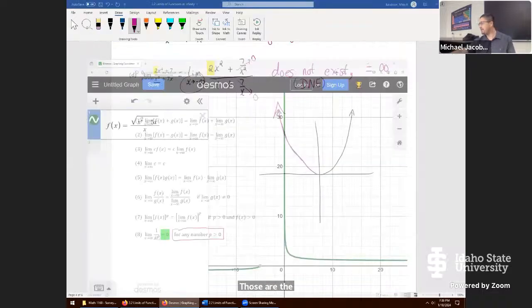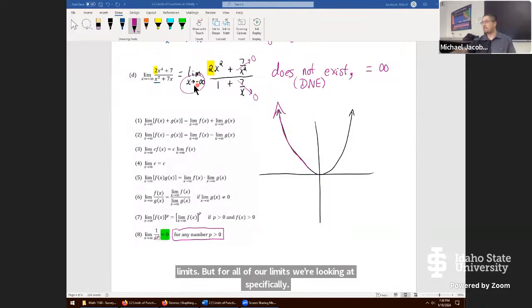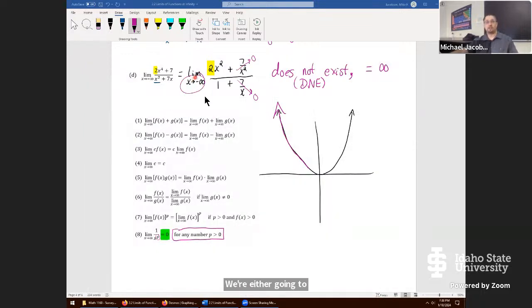But for all of our limits we're looking at specifically, we're either going to positive infinity or negative infinity like we saw in this one. We're going to see what happens if we take the limit as x goes to 5 or 2 or something like that. So local behavior is next, in the next section. But any other questions, folks, so far about any one of these limits?